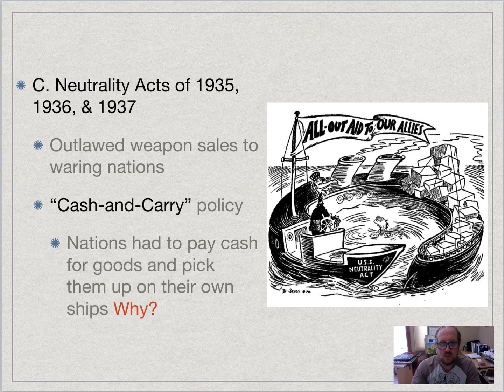But even goods, you would have to pay for them upfront with cash and carry them back on your own ships. So again, we could sell Germany foodstuffs or oil or other things like that, but they would have to use their own ships to transport those goods and pay cash and not debt. Again, this would keep American vessels from being put into harm's way by a potential attack. And again, the main goal was to keep us isolationist.